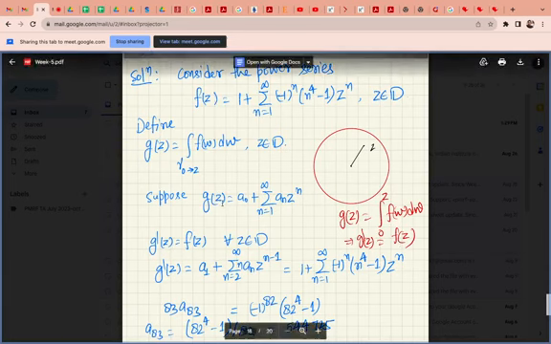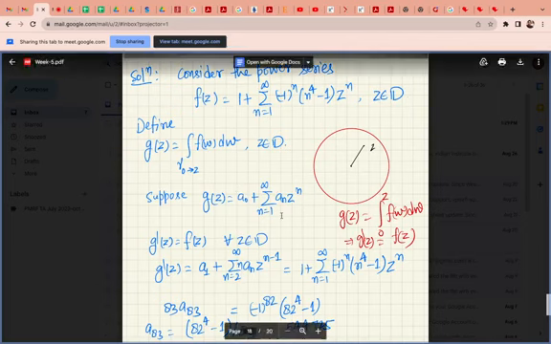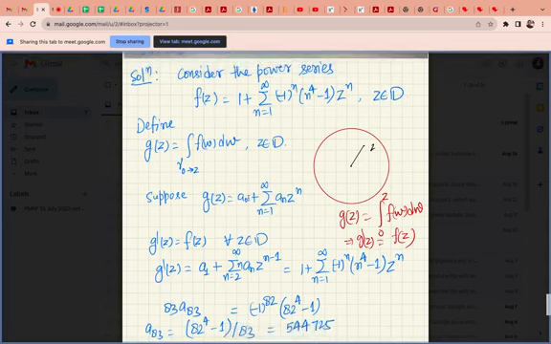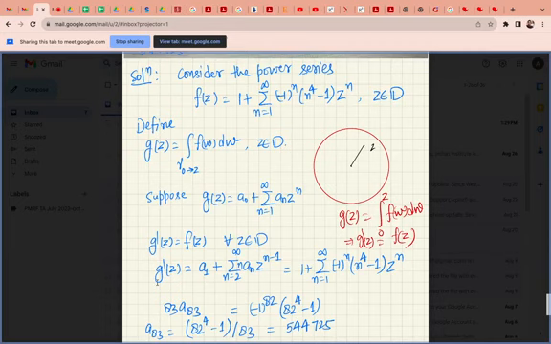Now what exactly is g dash z? G dash z is nothing but, so this differentiation of a naught will be 0. So g z is a naught plus a1 z plus a2 z square. So this differentiation will be a1 plus 2 a2 z. So in general, this will have this power series expansion.